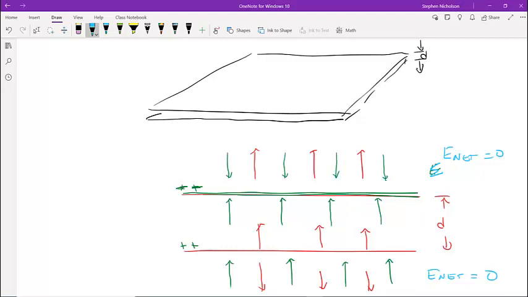Now inside, because these plates are equally but oppositely charged, they're going to add together. So the net electric field between the plates is going to be equal to the charge per unit area divided by 2 epsilon 0 from the green ones, and sigma over 2 epsilon 0 for the red ones. And so between the plates, the electric field is equal to 2 sigma over 2 epsilon 0, or sigma over epsilon 0.